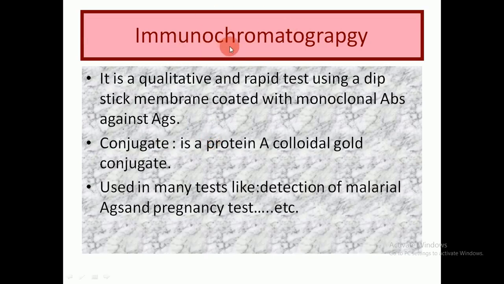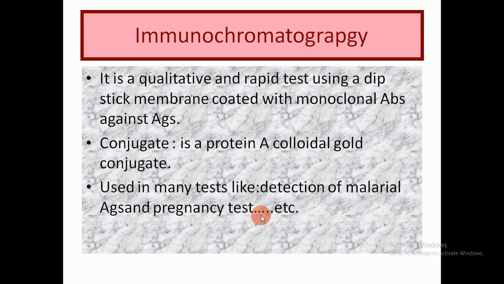Another test is immunochromatography, which is a qualitative rapid test using a dipstick membrane coated with monoclonal antibodies against the antigen, while the conjugate is protein A colloidal gold conjugate. It is used in many tests, like detection of malarial antigen, pregnancy test, and other tests like herpes simplex, hepatitis, toxo, and many others.